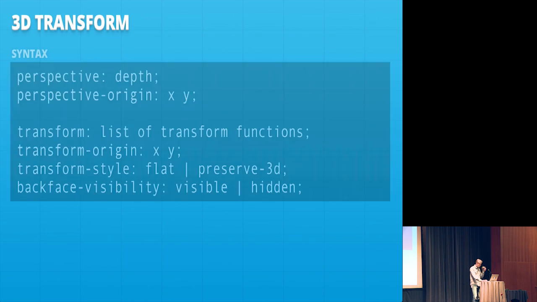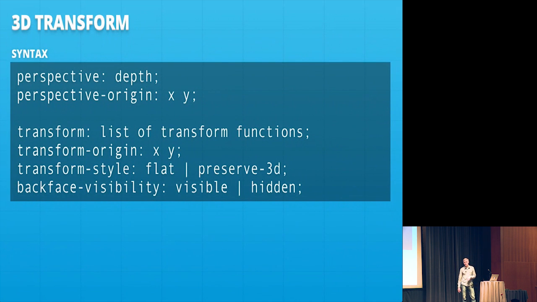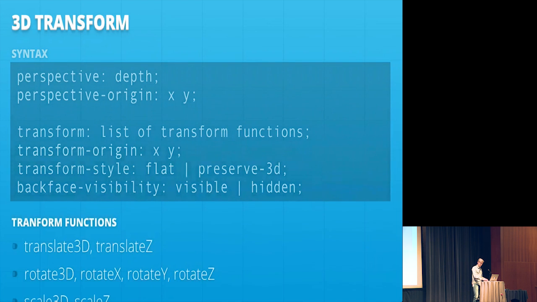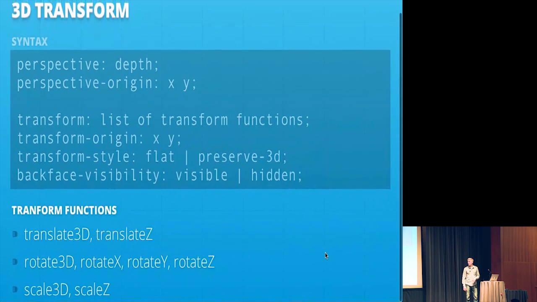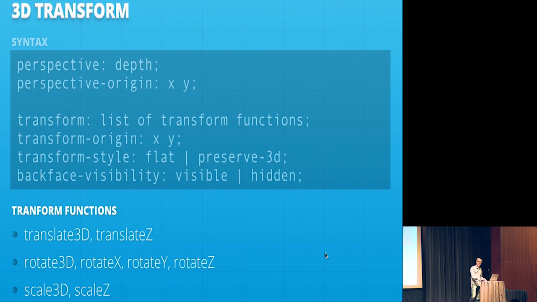Well, what about 3D transforms? Gets a bit more complicated, but not much. So this is quite an easy way to do 3D stuff inside the browser. We get a couple of new properties like perspective and perspective origin, and transform style and backface visibility, and a few 3D specific transform functions.